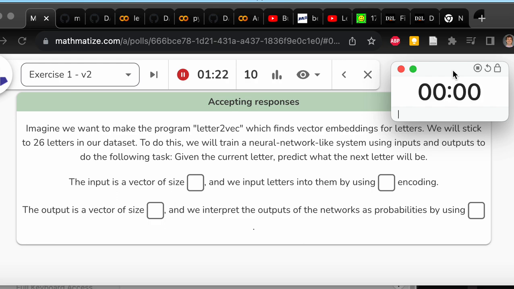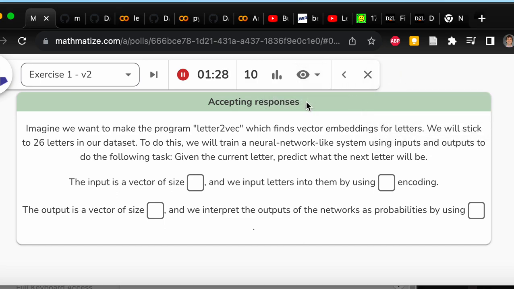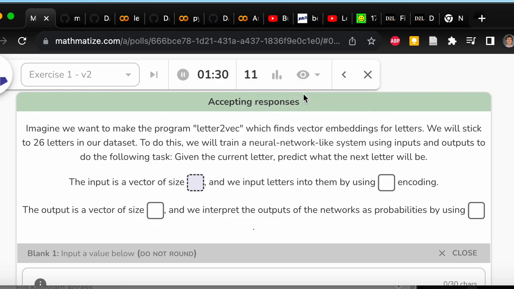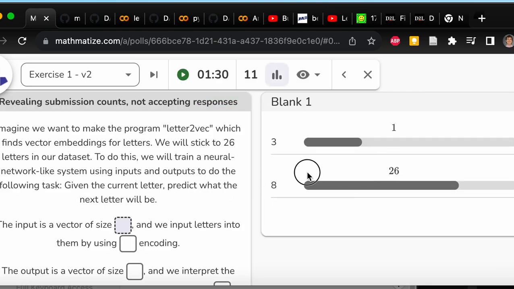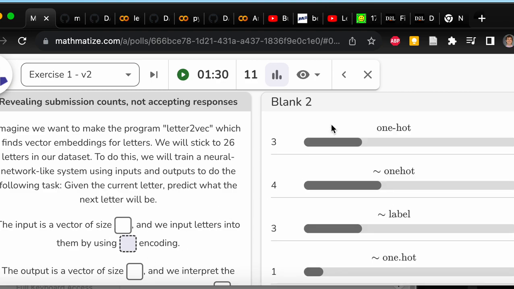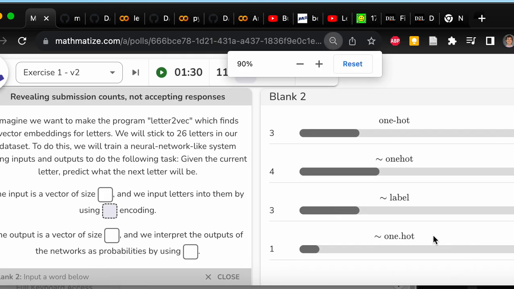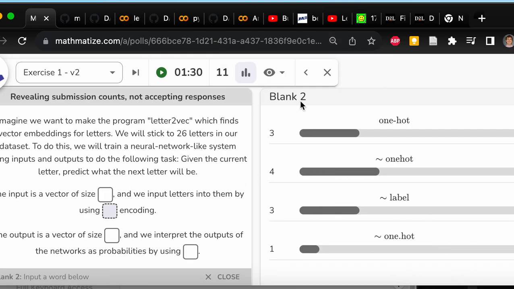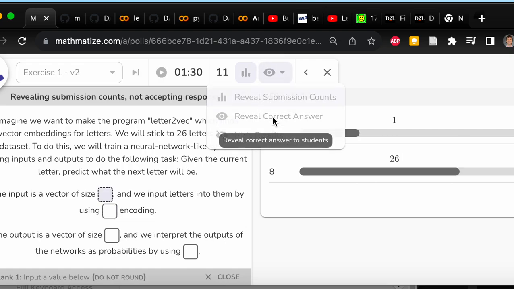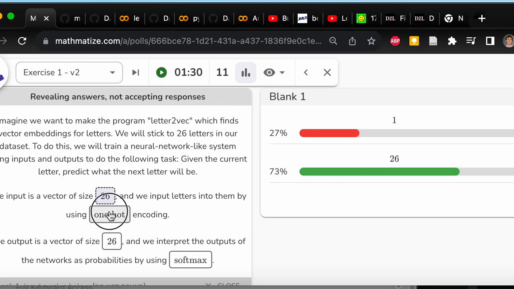Okay, good. We're up to 10 answers here. Let's see what people said. Okay, now we're 8-3. So 8 people said one-hot of size 26, and 3 people said label. The correct answer that we're going to do is use 26 and use one-hot.